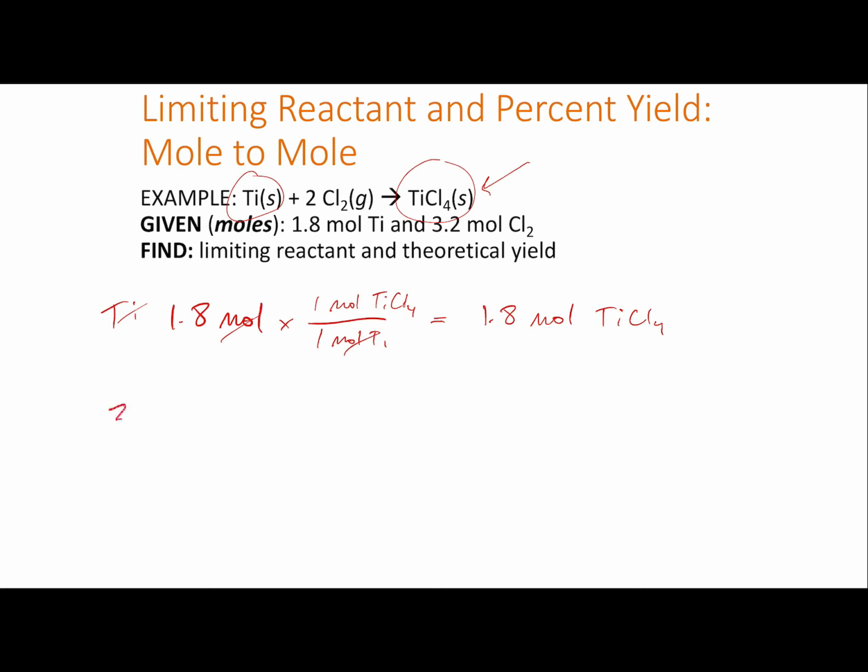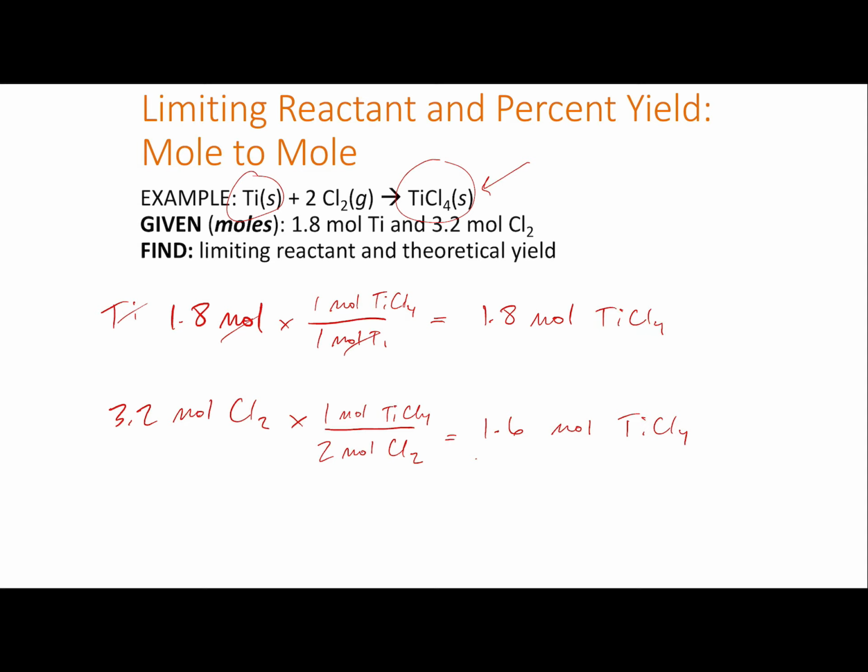So for the chlorine, I've got 3.2 moles of Cl2. Now, this balanced formula says that every 2 moles of chlorine gas only gives me 1 mole of titanium chloride. So TiCl4 on top, 2 moles of Cl2 on bottom. 3.2 divided by 2 is only 1.6 moles of titanium chloride.